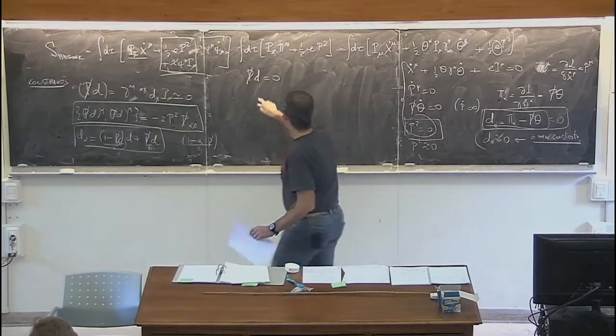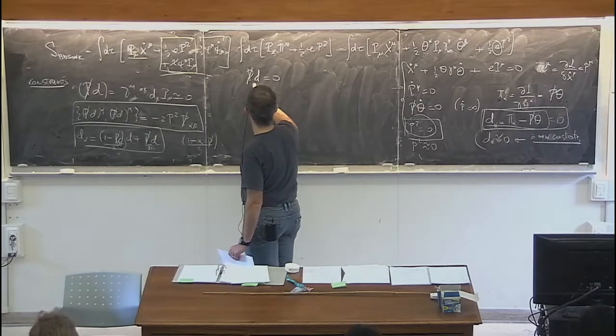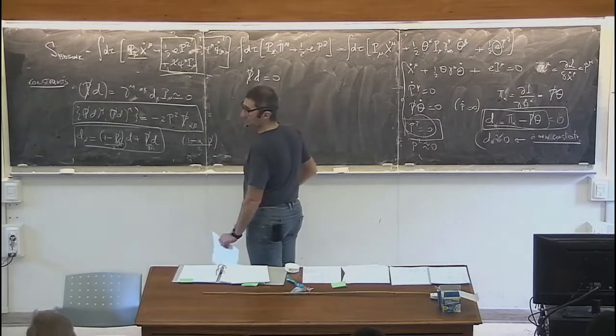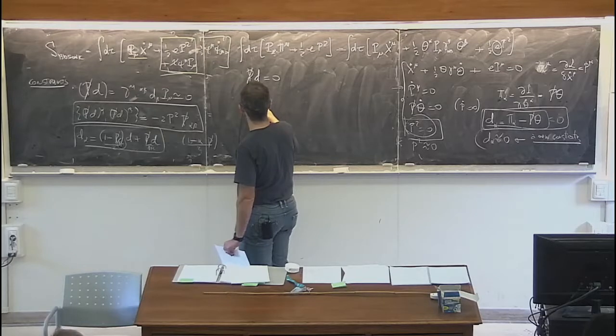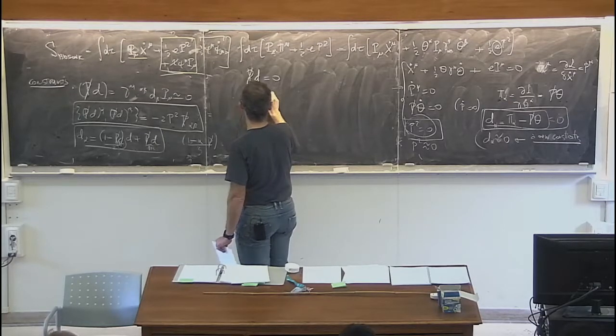Let's try to see what happens to these constraints when they act on some fields. Let me do it in the following way. First, I take these constraints and multiply by a parameter which I'm going to call kappa.